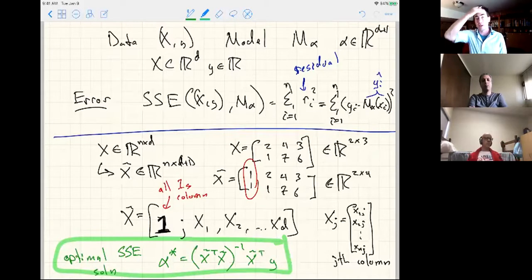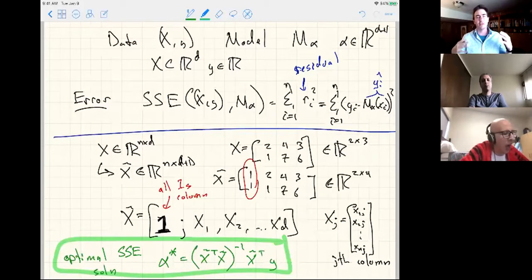There's a more detailed account for it in the book. It involves some notions that, if your linear algebra and calculus is rusty, might be a little more challenging to follow in the lecture. So I'm going to defer this.